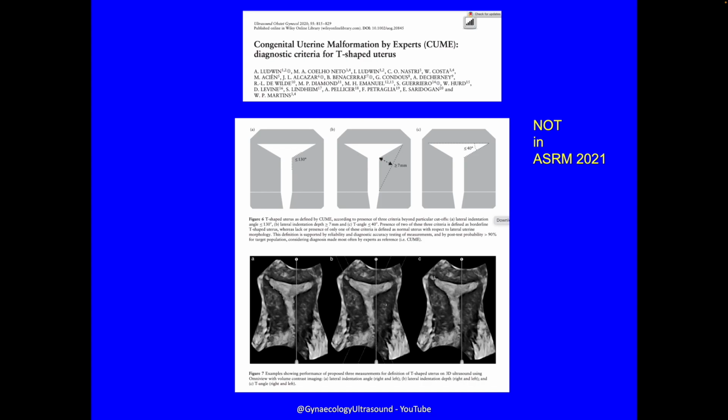The ASRM has not included the T, Y or I-shaped uteri, and this is a good paper describing that, but this is a controversial topic.